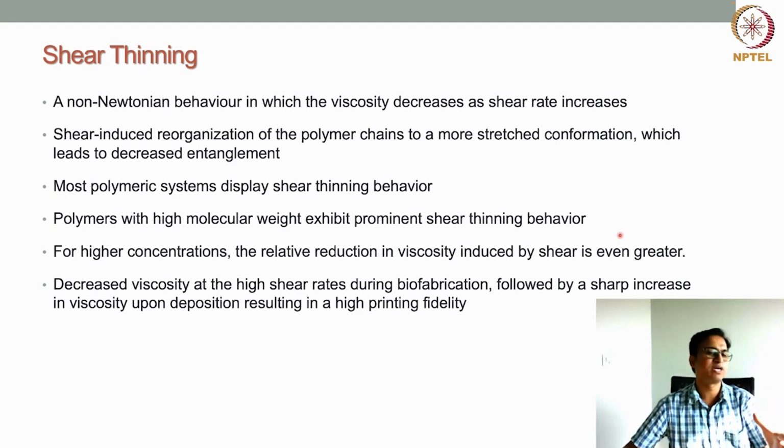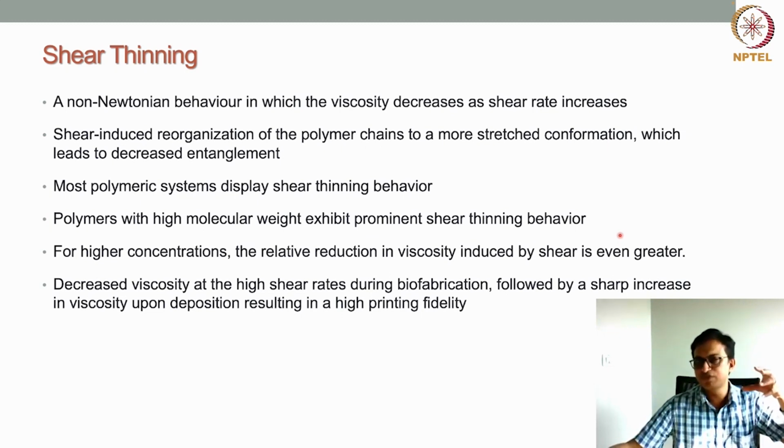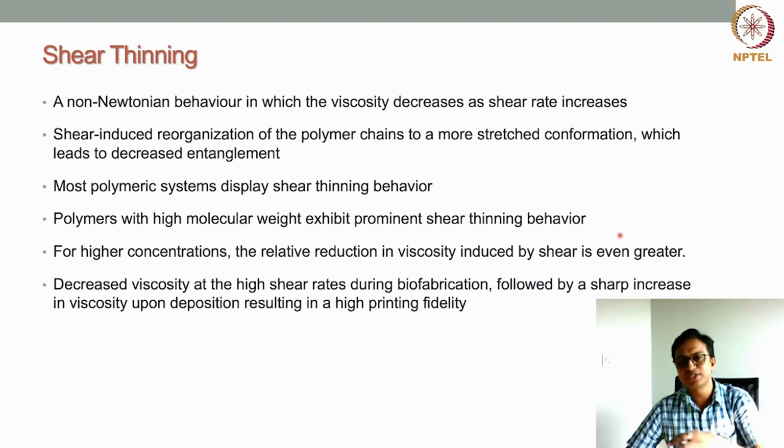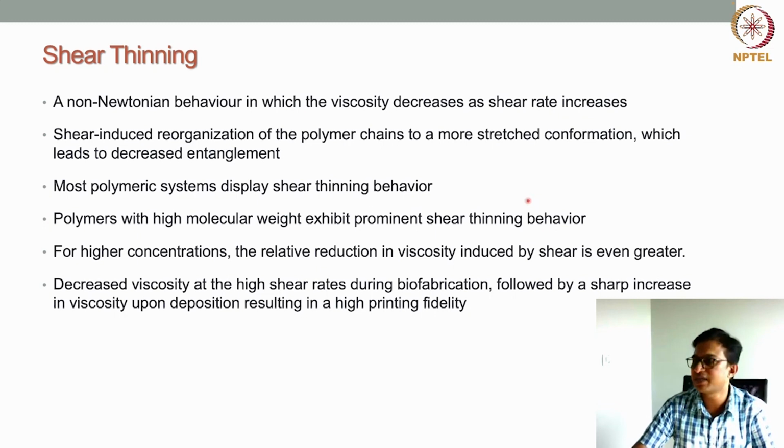Chances of entanglement will be high. So when I apply shear rate, that shear rate helps them, because it puts them in the stretched conformation, right? So that can easily come out. After that, again they come back to the original shape. So polymers with high molecular weight exhibit prominent shear thinning behavior.